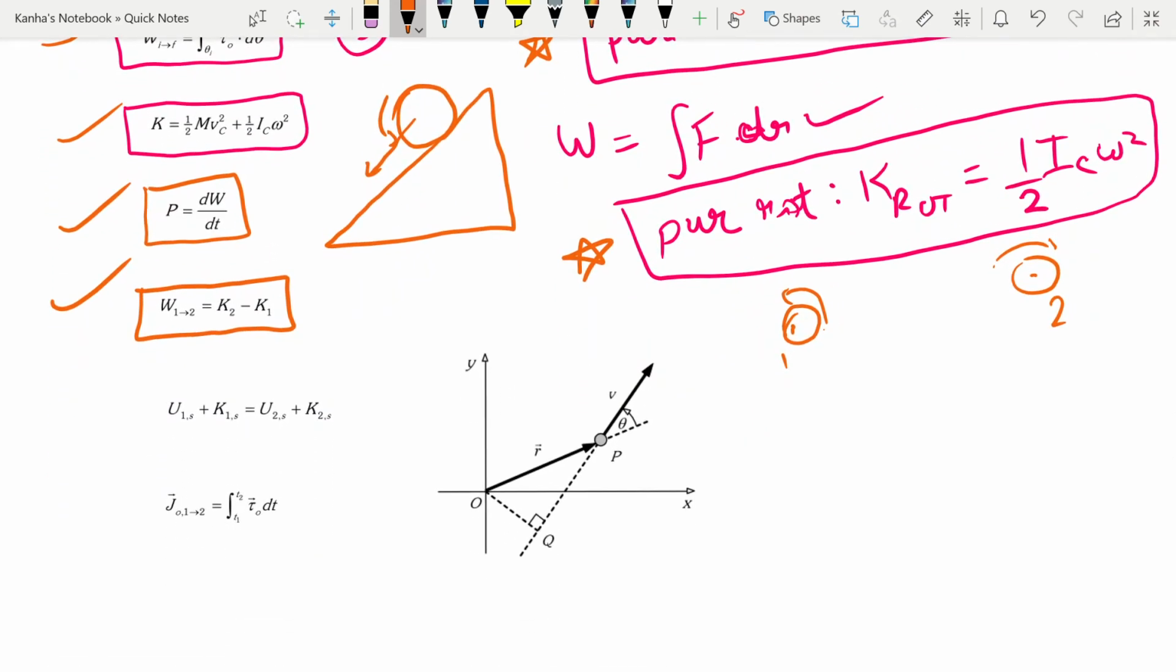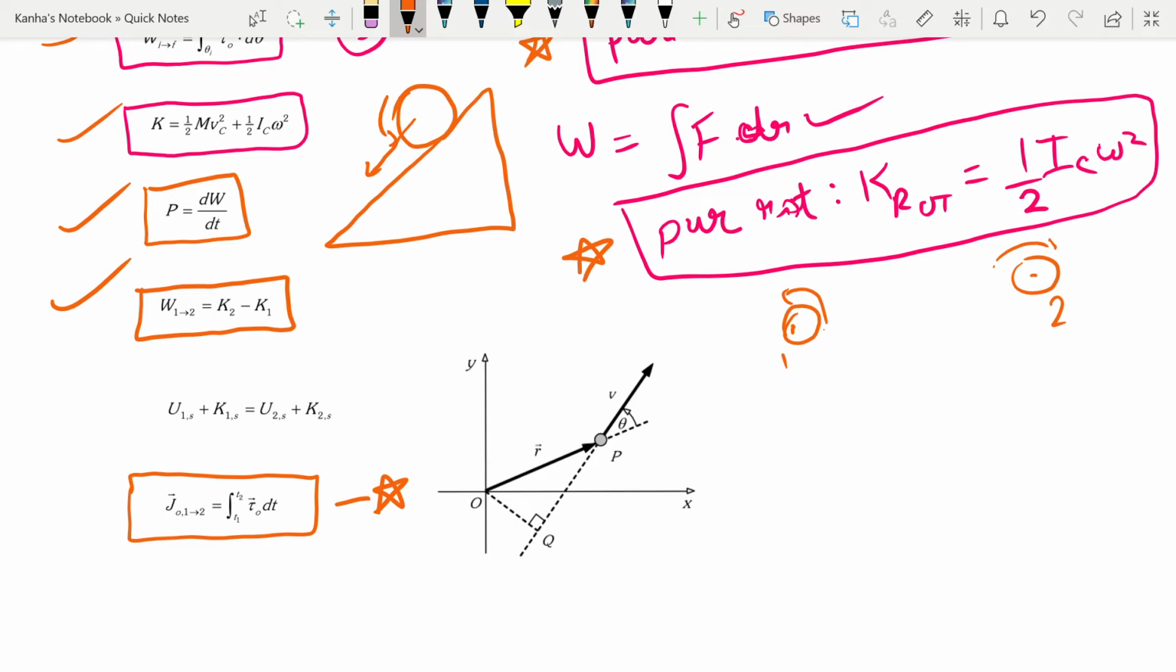Next is the notion of an impulse. Impulse applied from position 1 to 2 is nothing but the torque into dt. Note that this is similar to the impulse you studied for the translational case, equal to F dt over a time period t. These are quite similar, and are only extensions to the translation motion that you've already seen.